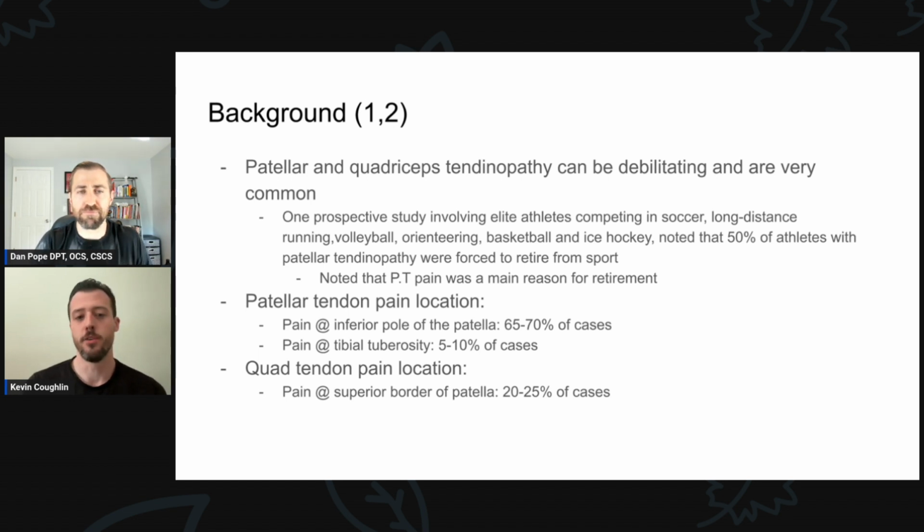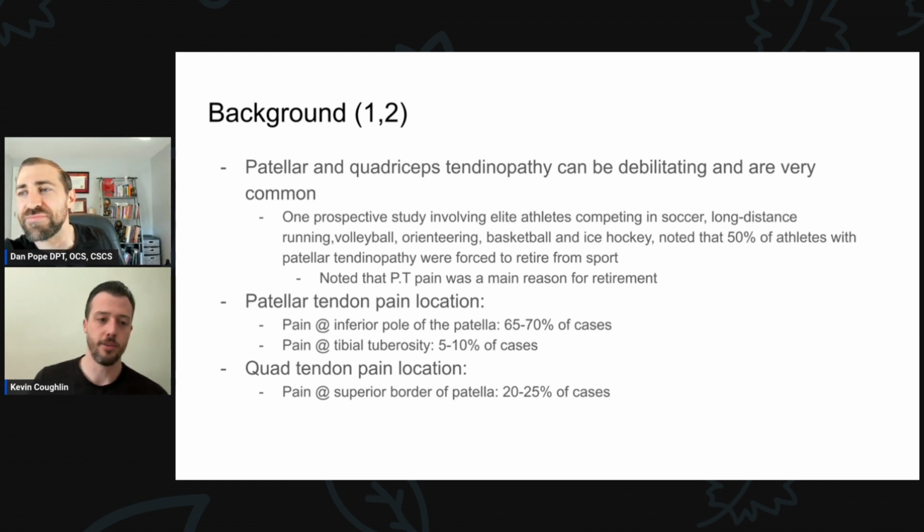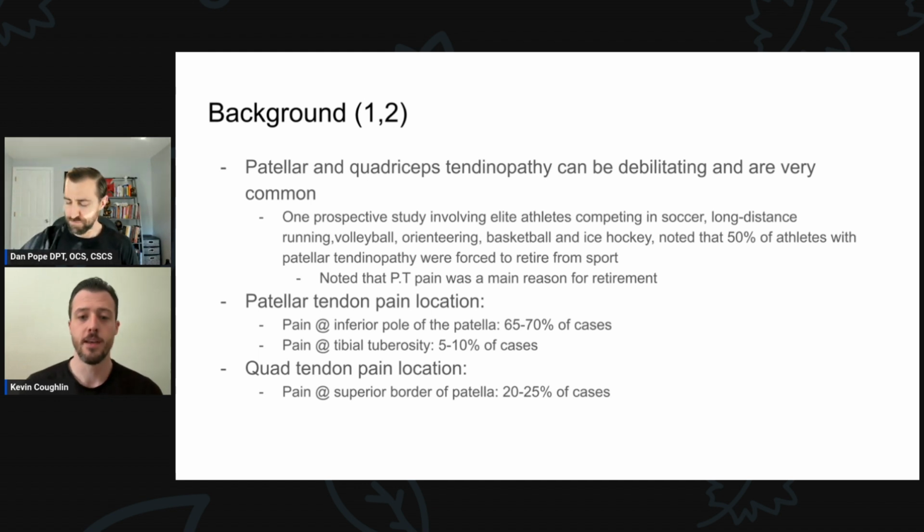So just in terms of prevalence a little bit, one prospective study, which looked at elite athletes competing in soccer, long distance running, volleyball, orienteering, I think that's Dan's favorite sport, basketball and ice hockey, noted that 50% of the athletes with patellar tendinopathy were forced to retire from sport. And when asked why, they noted that their patellar tendon pain was one of the reasons that they retired. So, just interesting. I think when you are competing at a high level, this is something that we'll see pretty frequently.